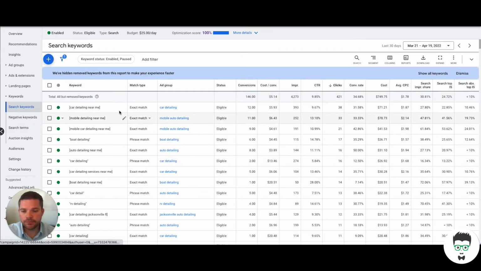All right, so you'll see that all of these campaigns are very intent based. So we're using exact match and phrase match. Exact match means that in order for this keyword to show up, the consumer has to search for this exact term, like car detailing near me. Or the phrase match, like boat detailing, this phrase has to be contained inside of what the consumer is searching for. So as you can imagine, this is driving really high intent, high quality leads and clicks for this campaign.